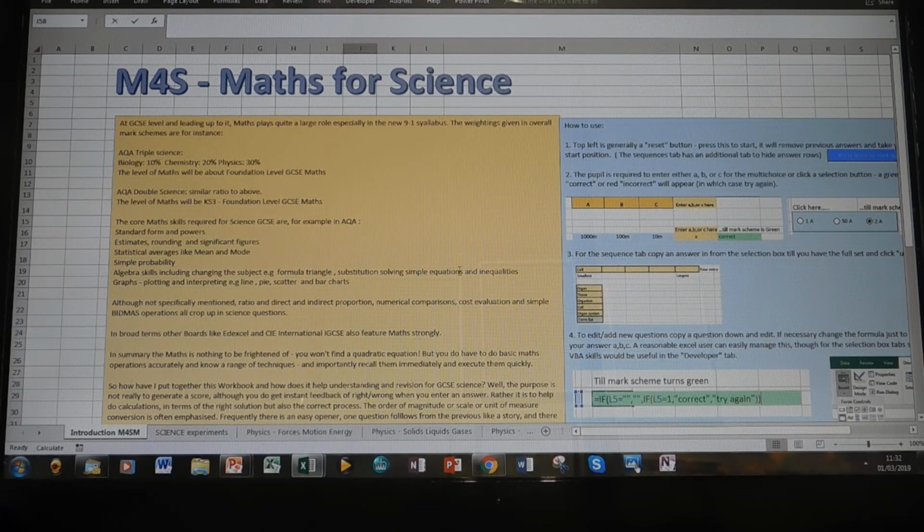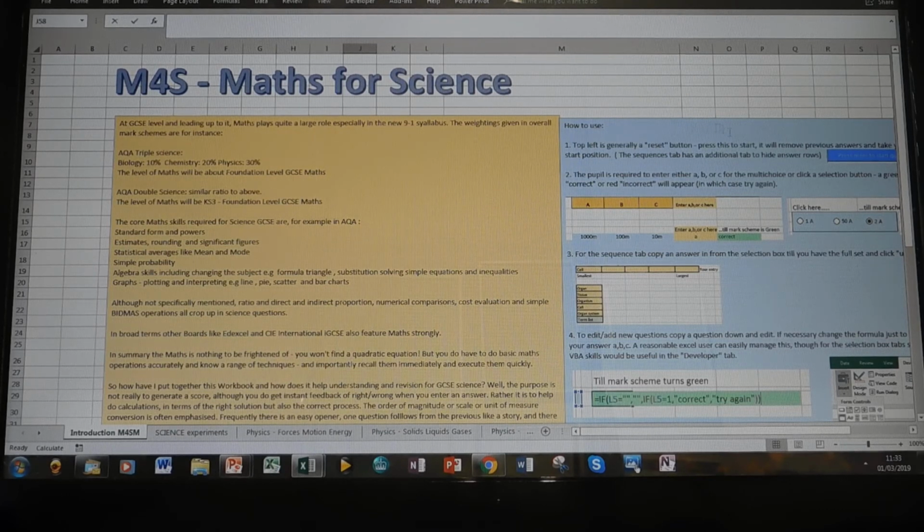Why Maths for Science? Because so much of science at GCSE, and we cover physics, chemistry and biology, has maths in it. The new 9-1 syllabus especially covers maths, so you have a lot of maths-related questions. It's not difficult maths, but unless you've seen it before and practiced it, you might be thrown in the heat of an exam. So it's a good way to practice.